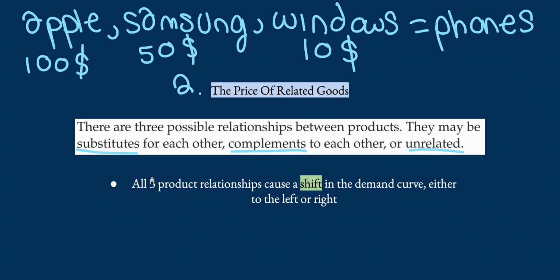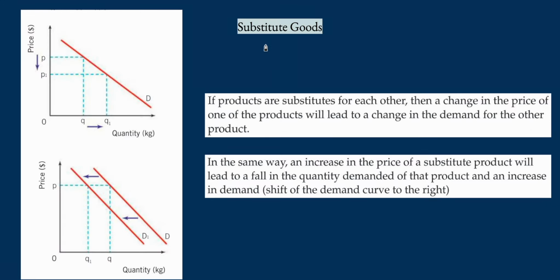But just so you know, all three product relationships cause a shift in the demand curve, either to the left or to the right, as we will see. Okay, so going into more detail with the price of related goods as a determinant of demand, we can see two graphs, so don't be scared, okay? Really quickly though, before we read this, I want to show you guys this is a perfect example of movement on the demand curve and a shift in the demand curve, okay?